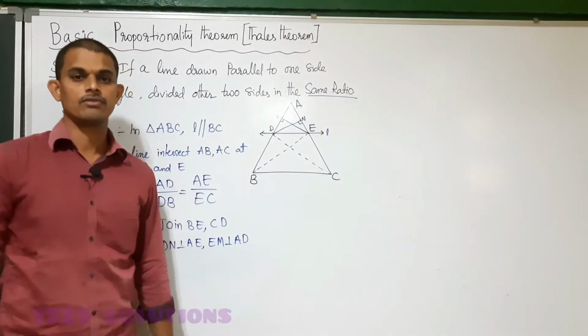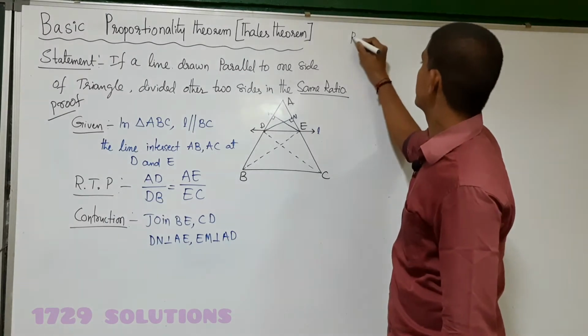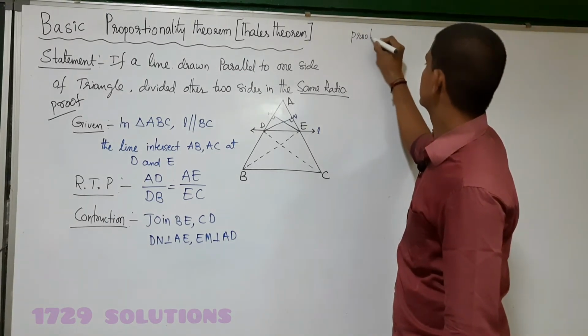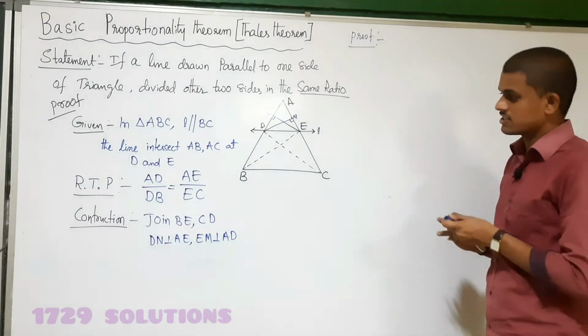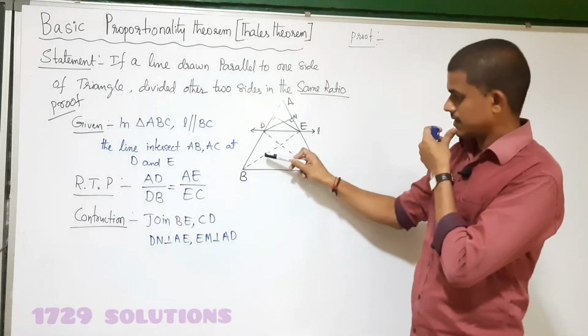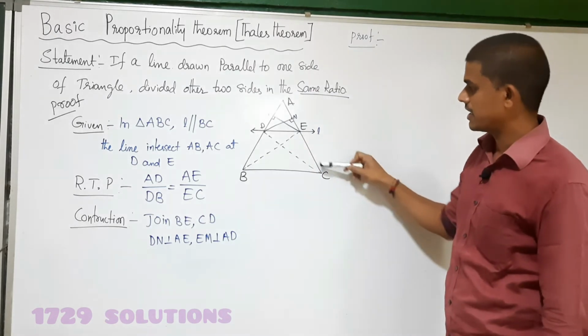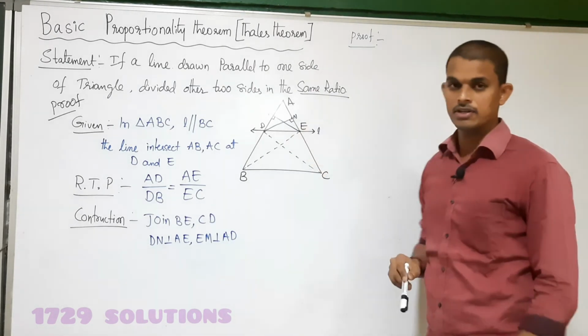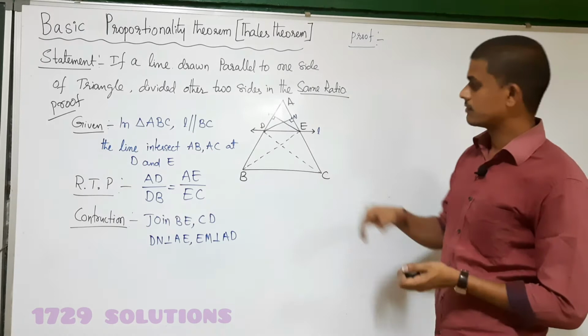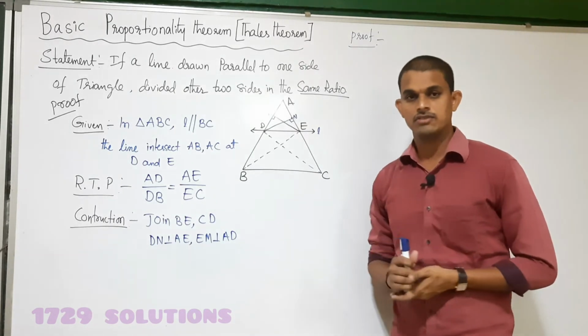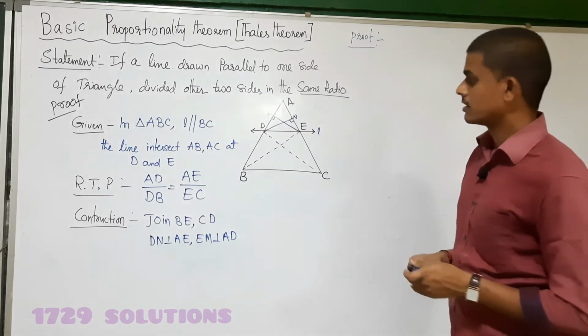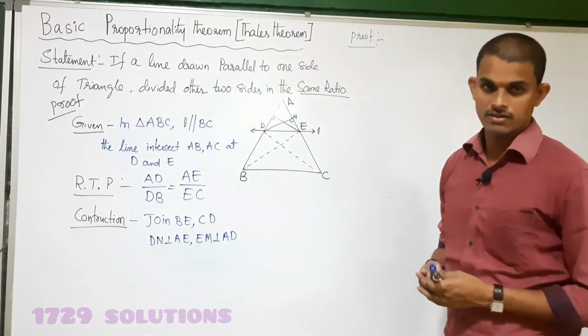Now we will go to the proof. So the main part. Once you observe the construction, we joined B and E and C and D, and also we took the perpendiculars. So we will go from that only. We know very well about the area of a triangle. We need the area of a triangle now. The area of a triangle is half into base into height.